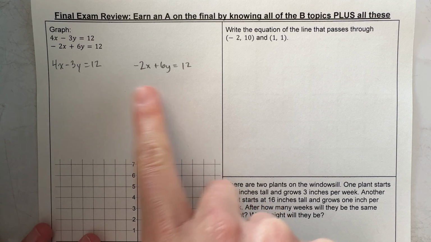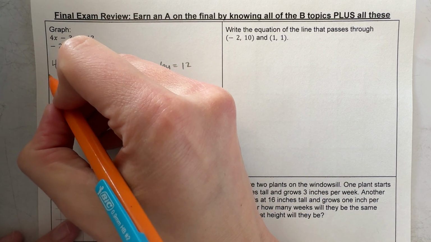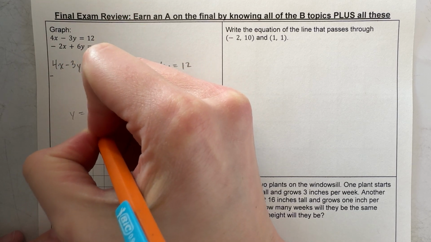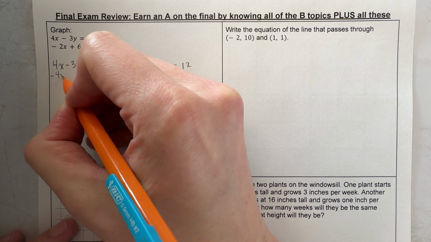I don't recommend that. I recommend that you just choose your favorite method and just do both of them that way. But I'm going to rearrange this one. So what I want it to look like, remember, I want it to look like y equals mx plus b. So I'm going to keep the y over here. Let's get rid of everything else.